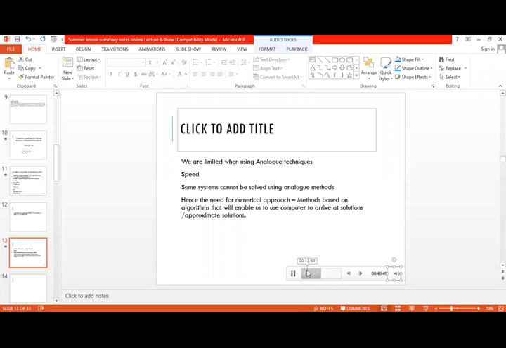Then again, some differential equations cannot be solved using analytic methods, any of the analytic methods we have looked at in class. Hence we need an approximation technique, and numerical methods help us to address that challenge. So we say that a method based on an algorithm will enable us to use a computer to arrive at approximate solutions to differential equations.